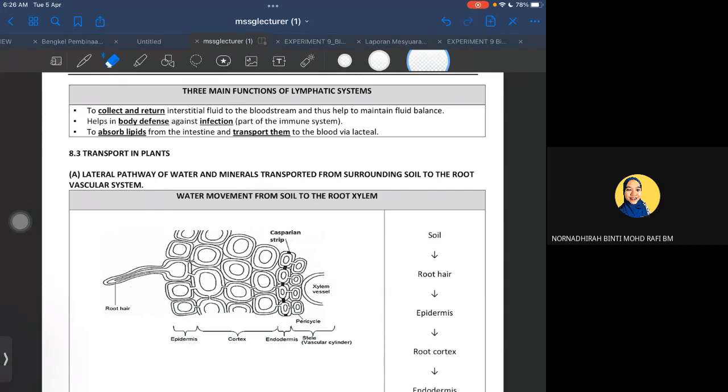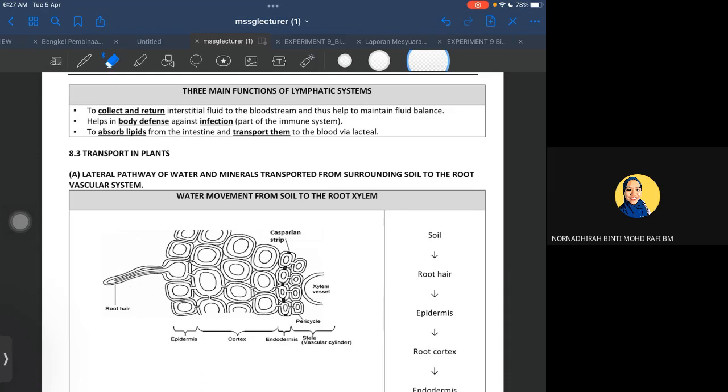So for today we are going to cover the transport of water in plants. In the previous subtopics, still in the transport topic, we covered what is being transported via our body. We covered the blood, and the organ which is important in transporting our blood is our heart.